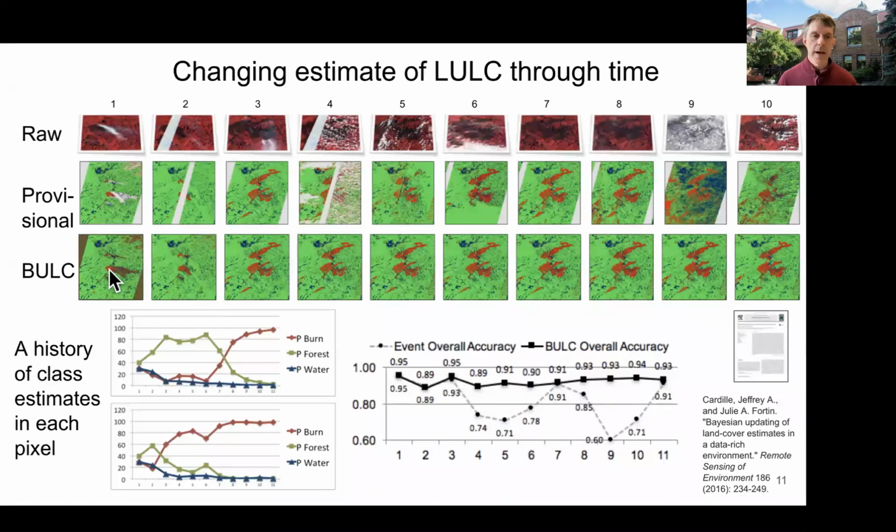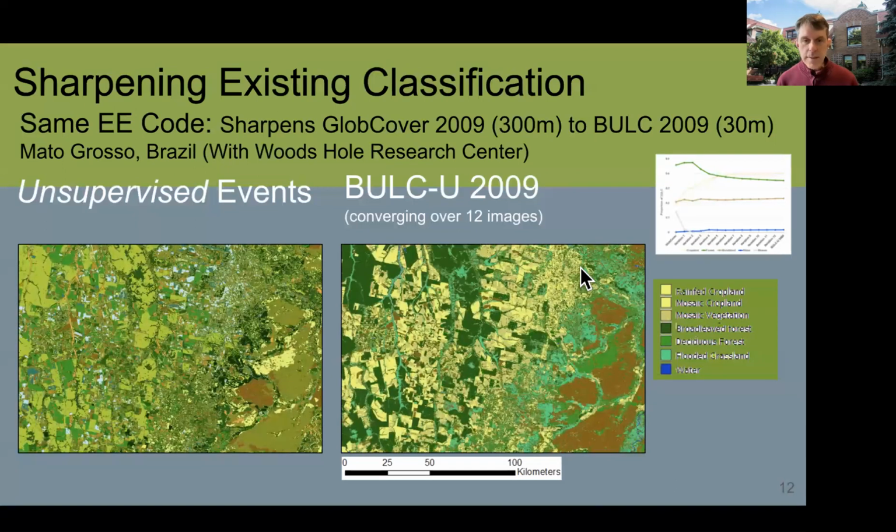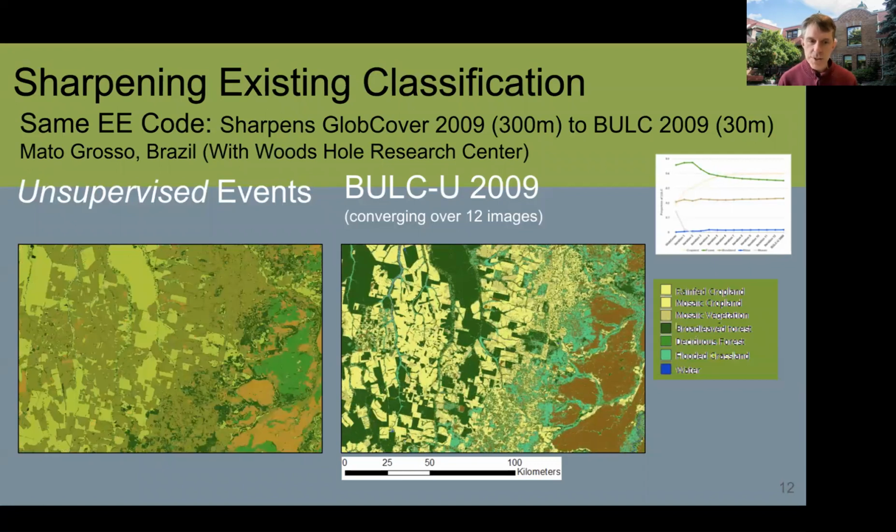Nevertheless, we can see pretty easily that the accuracy of these maps, especially this one here, is much lower than the one of the synthetic image that we have. So we later discovered that this same code allowed us to sharpen existing classifications.